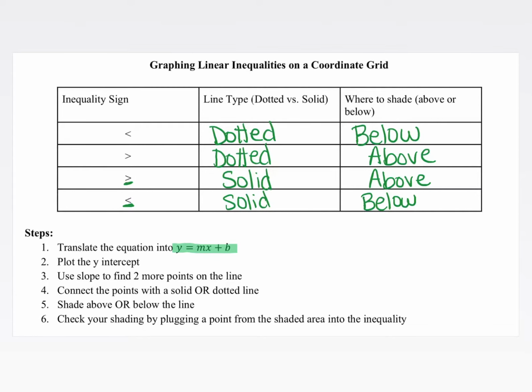Oftentimes students are so used to graphing a line that they just do a solid line. But what if they have a less than inequality or greater than inequality? That would be dotted. So just make sure you keep an eye out for that. Then do your shading either above or below the line. And something that I think is also really helpful is checking if you shaded in the correct spot by plugging in a point. And we will see that in our first example.